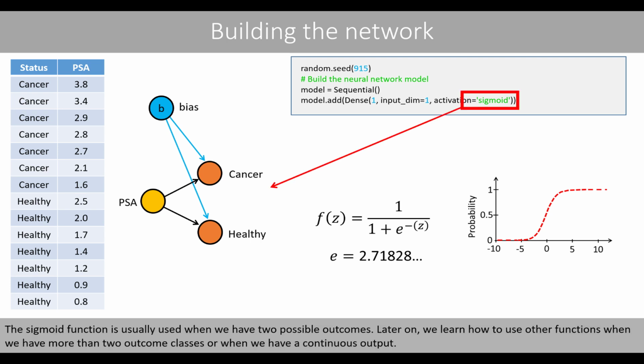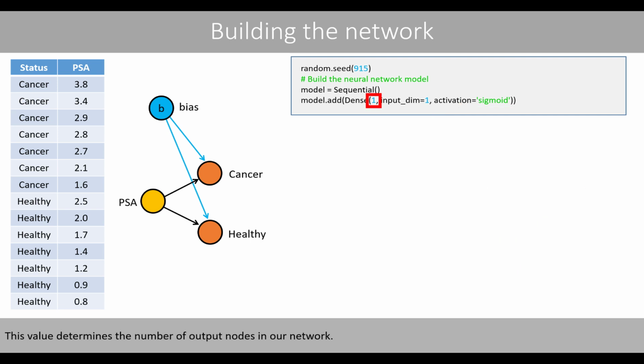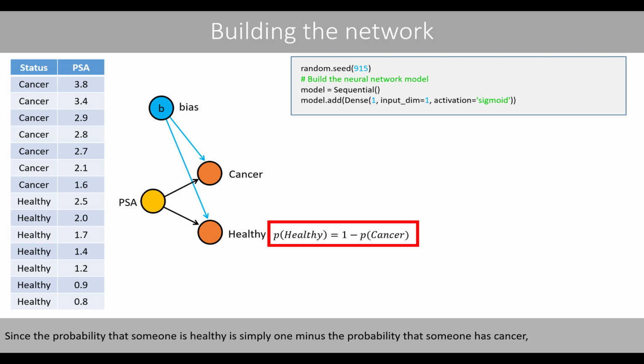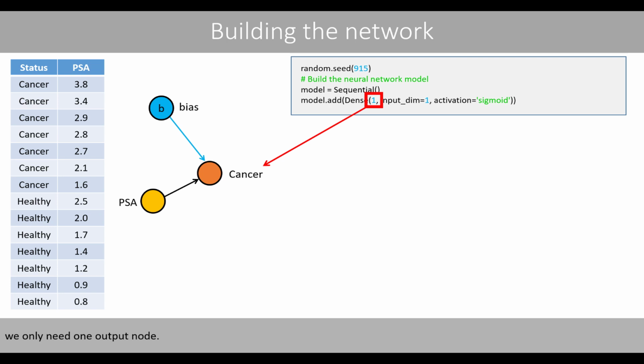The sigmoid function is usually used when we have 2 possible outcomes. Later on, we will learn how to use other functions when we have more than 2 outcome classes, or when we have a continuous output. This value determines the number of output nodes in our network. Since the probability that someone is healthy is simply 1 minus the probability that someone has cancer, we need only one output node.